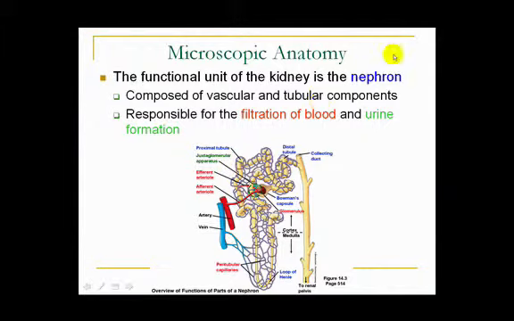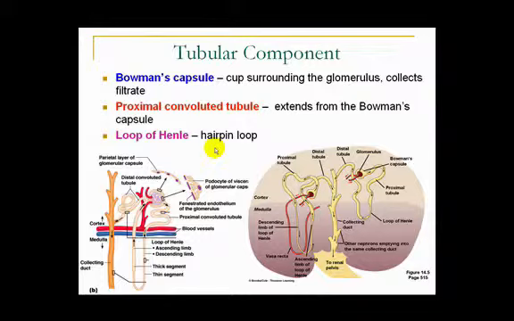Now, if we look at a microscopic picture of the kidneys, histology-wise, they're made up of many of these components called nephrons. We said that the nephron is the functional unit of the kidney because the nephron is where you produce filtrate. The nephron has both a tubular component and a vascular component, and its function is to filter the blood and produce urine. So let's first review the anatomy of the tubular component of the nephron. Remember, I'm going through this kind of fast and doing a general overview because this should be review from anatomy.